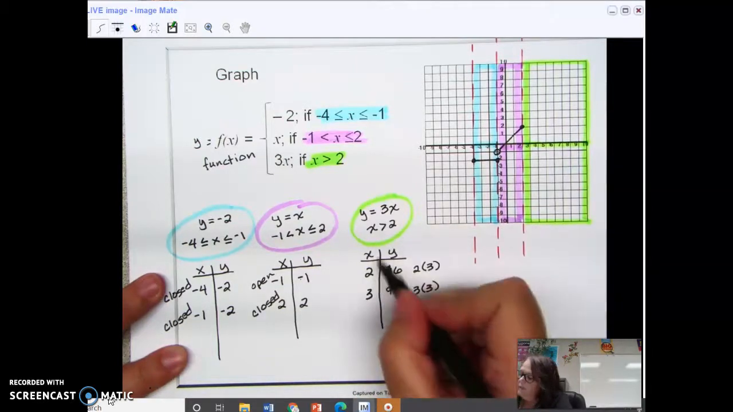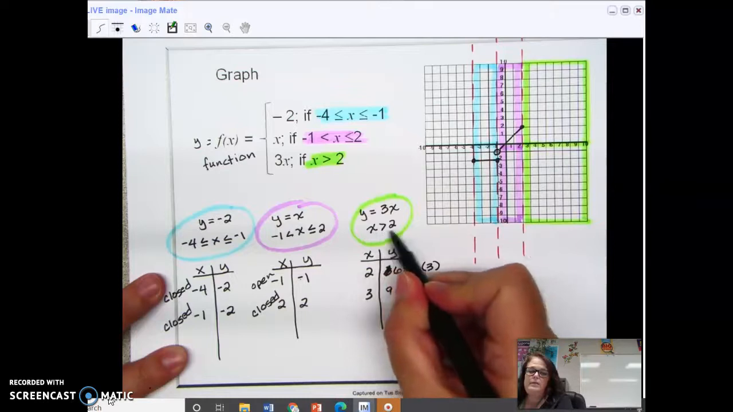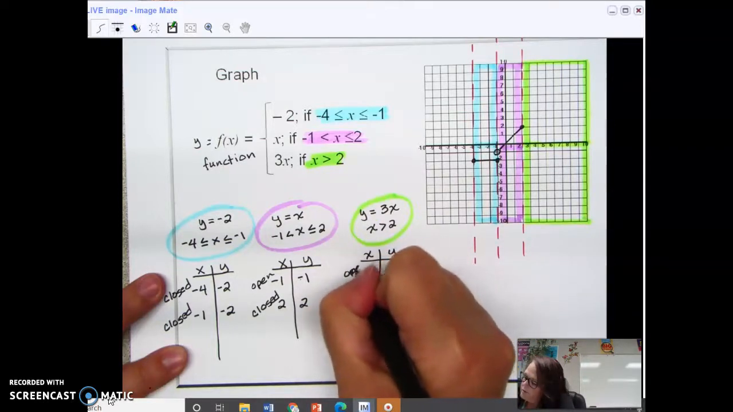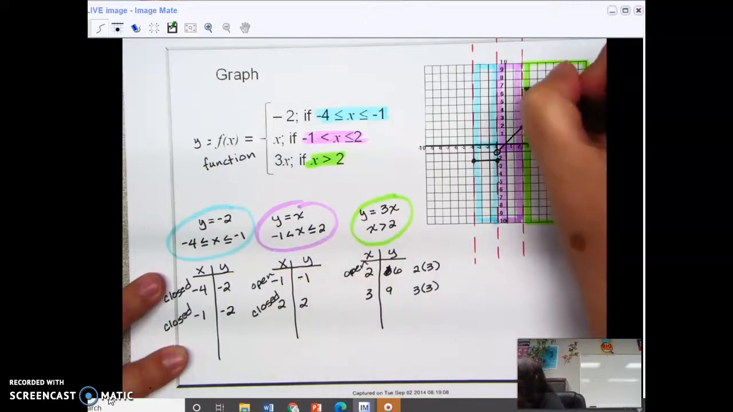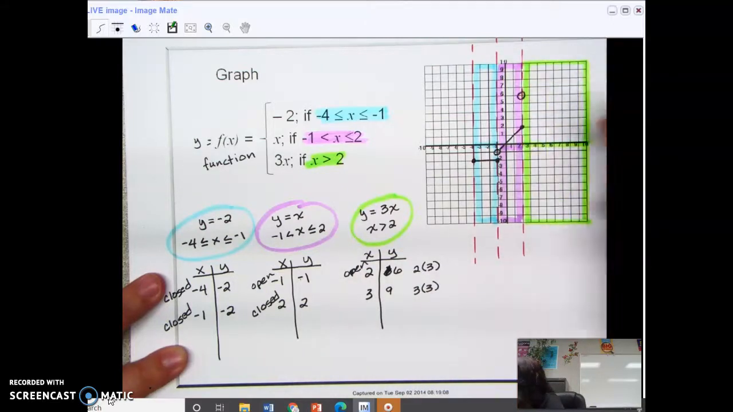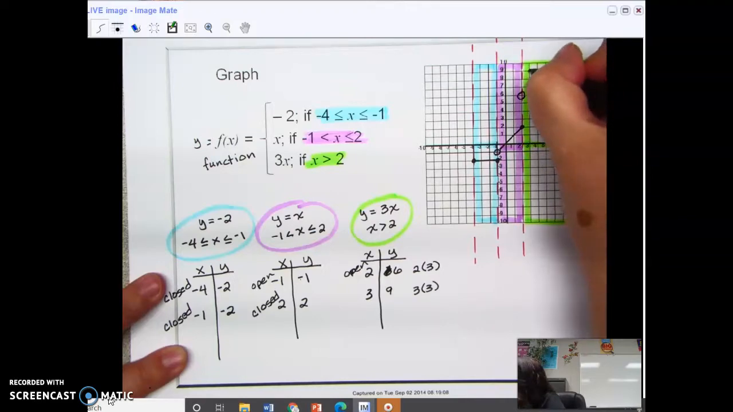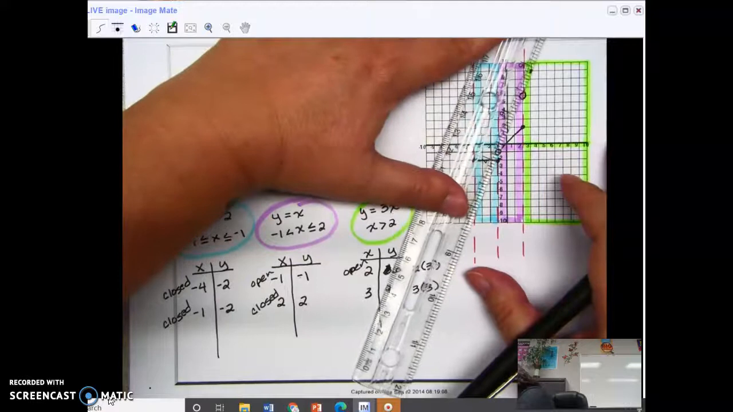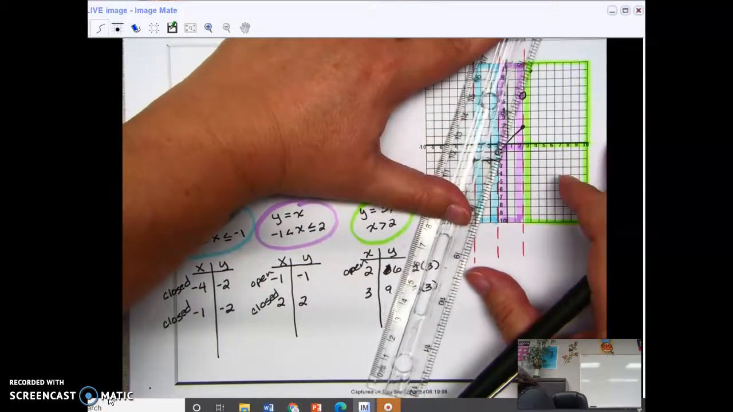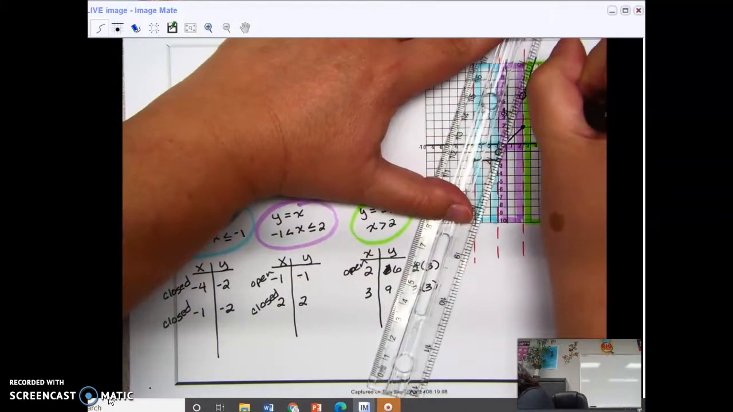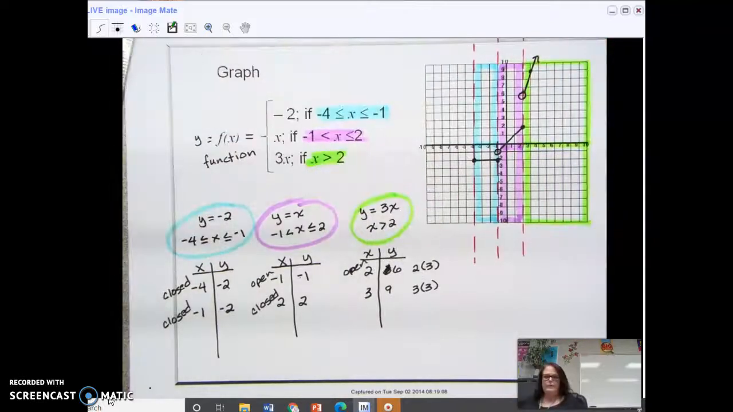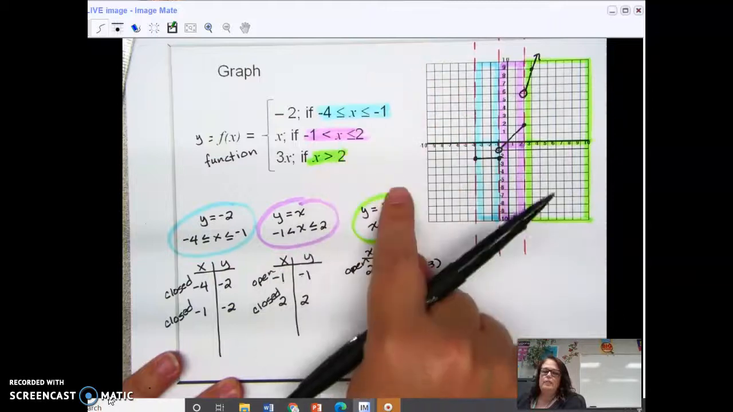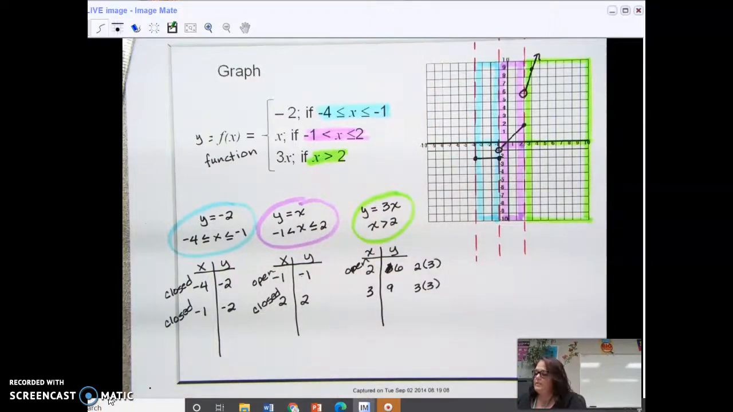So checking over here, is 2 greater than 2? The answer is no, so that would be an open circle. So at 2, positive 6, I have an open circle, and at 3, 9, I have another point, and then I would connect those, only connecting in the green portion of the graph because that is the domain for that line. Okay, so again, nothing is defined in this clear portion of the domain, which is why we don't have any graphs in there.